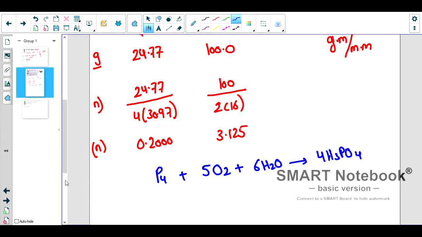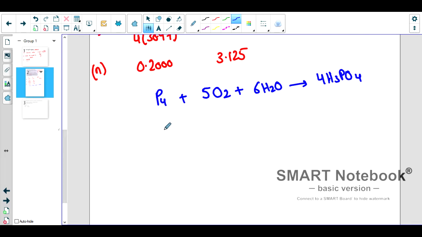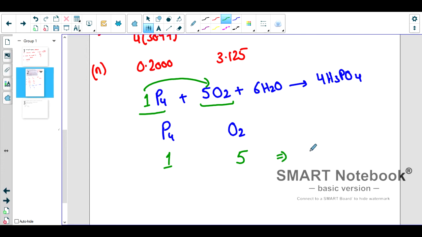Now you see here, according to the equation, if you have 1 mole of phosphorus, if nothing is written, it means 1. If you have 1 mole of phosphorus, it is reacting with 5 moles of oxygen in this, right? You have 1 mole and it is reacting with 5 moles of oxygen. This information you get from the equation.